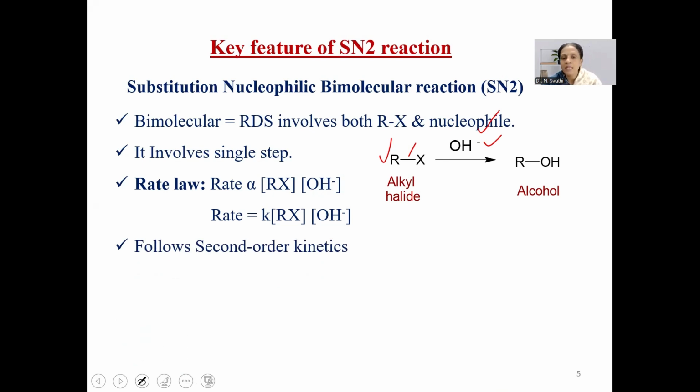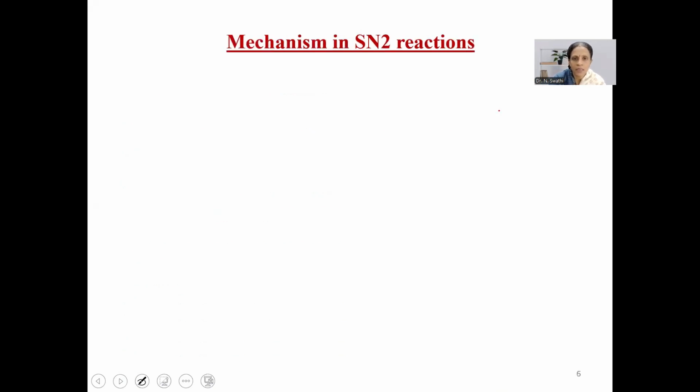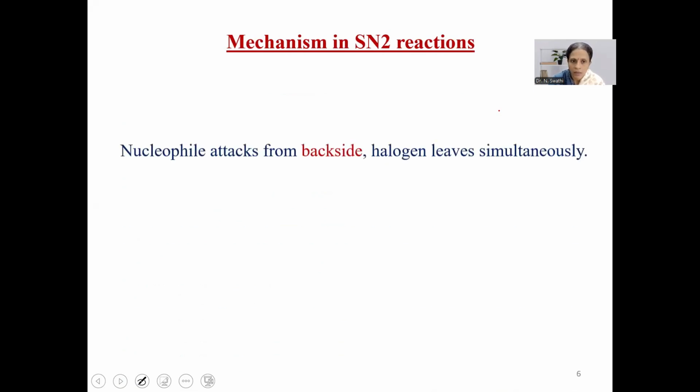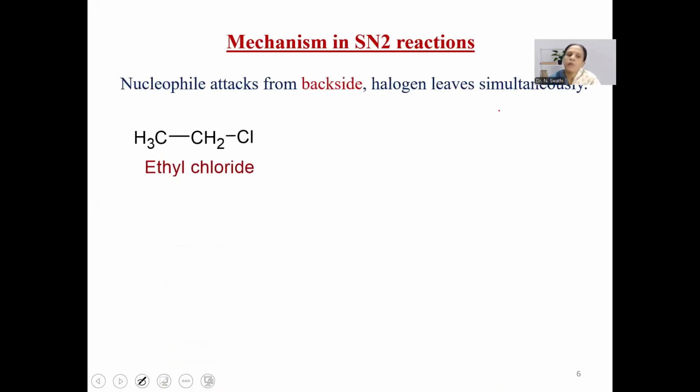As the rate depends on the concentration of 2 reactants, it is said to follow second order kinetics. Now coming to the mechanism, the SN2 reaction involves backside attack. Let us try to understand how this backside attack occurs. For this, let us consider a primary alkyl halide as an example. Here I have taken ethyl chloride. It does not involve 2 steps, that means there is no carbocation intermediate formation. A single step occurs, and the nucleophile attacks in that step itself, taking the position of the chloride ion.